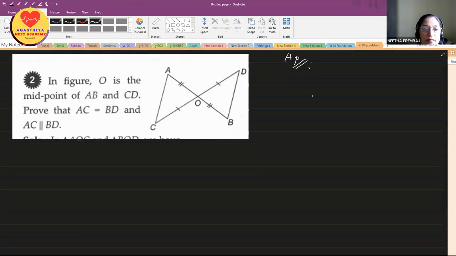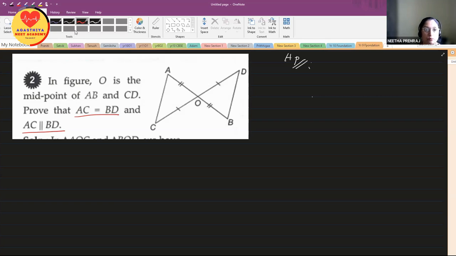Now you see the sum in the figure. The figure is given. O is the midpoint of AB. So AO is equal to OB; this symbol denotes that the measures OA and OB are equal. You have to prove that AC is equal to BD, and AC is parallel to BD. Both the things you have to prove.